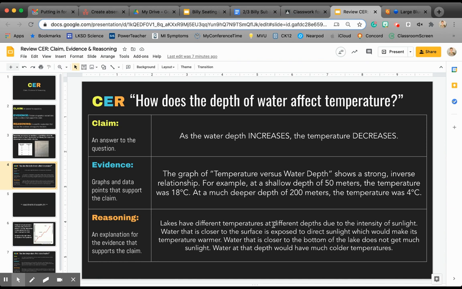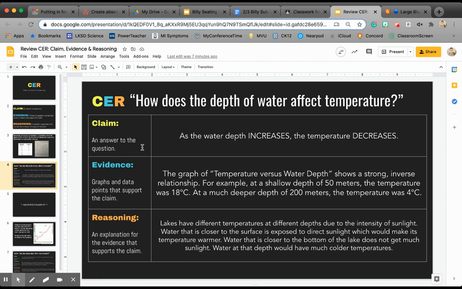Lakes have different temperatures at different depths due to the intensity of sunlight. Water that is closer to the surface is exposed to direct sunlight, which would make its temperature warmer. Water that is closer to the bottom of the lake does not get much sunlight. Water at that depth would have a much colder temperature.